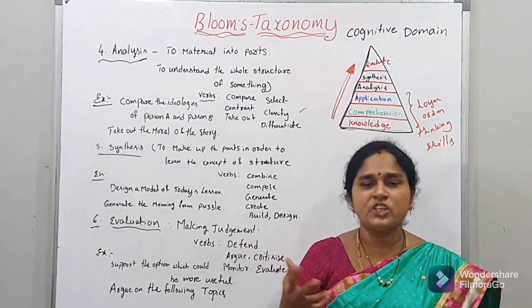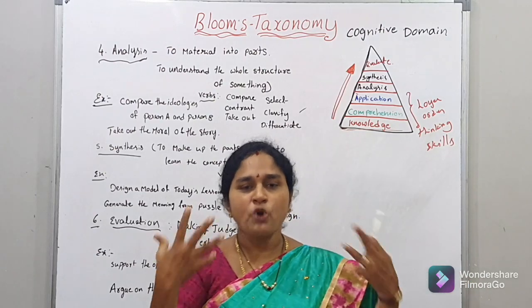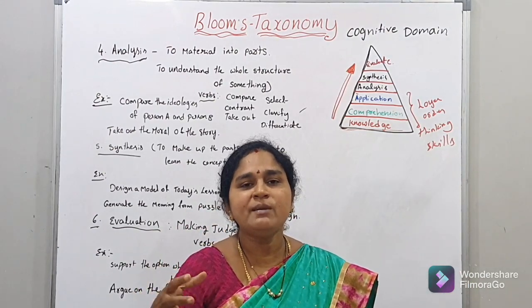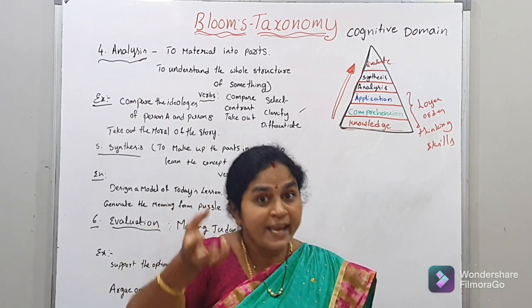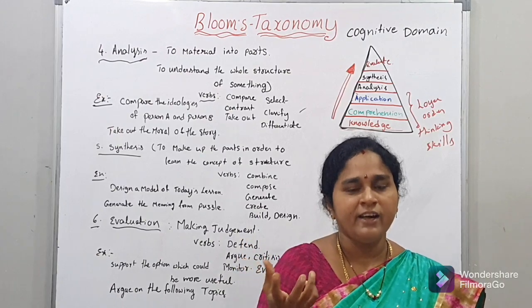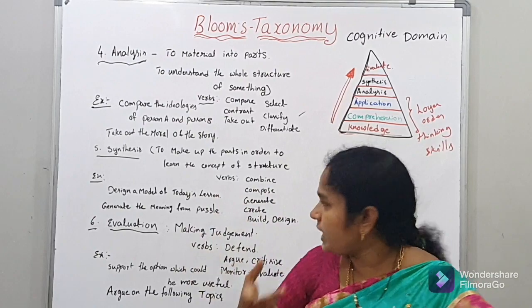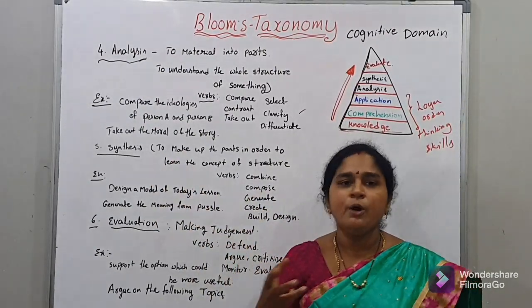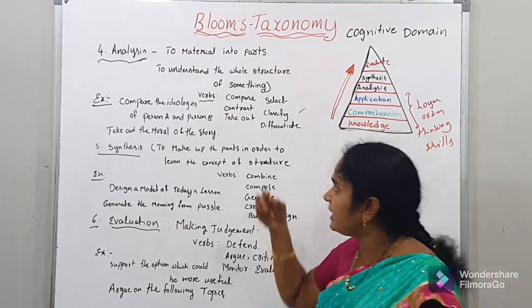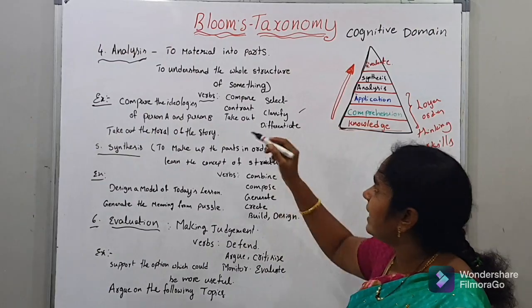An English lecturer teaching literature gives the topic of a story. What moral do we learn from the story? Take out the moral. We ask students objective-oriented questions: take out the moral of the story. That is the analysis type of question. Okay, that is the analysis.